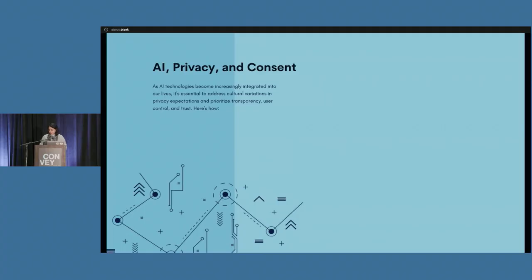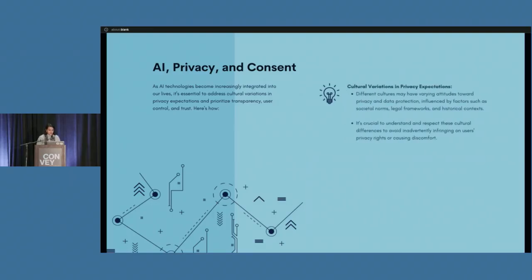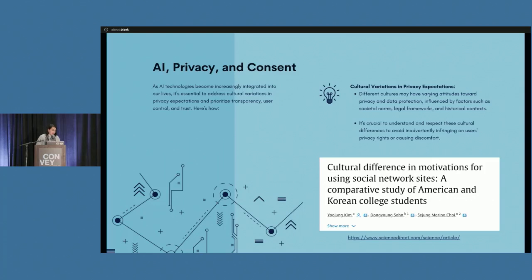So with AI tools, everything is about data, right? That means we must talk about privacy and consent to address cultural variations in privacy expectations, user control, and trust. Now, fun part. There is a difference in the way that different cultures perceive privacy and legal framework. To create a culturally inclusive product, we need to understand these cultural differences.